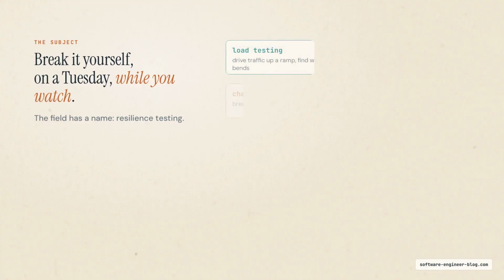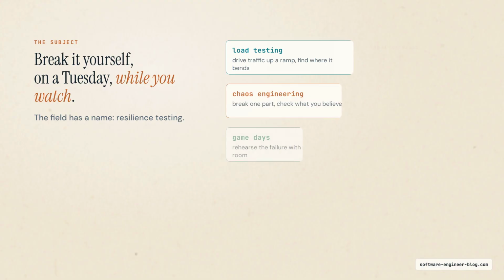The area covers 3 things: load testing, where you drive traffic up a ramp and find out where the system bends; chaos engineering, where you break one part on purpose and check whether what you believed about it was actually true; and game days, where you rehearse the whole failure with people in the room.